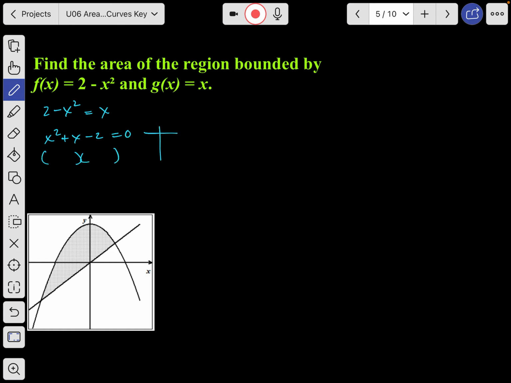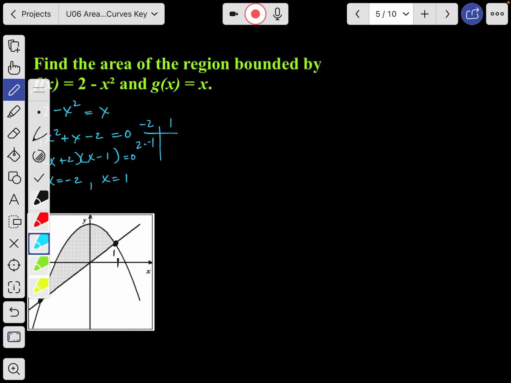I use my bottoms up method, so I multiply the first and the last number, and I need to find two numbers that have a product of negative 2 and that add to get 1. And so that's going to be 2 and negative 1. My factors are going to be x plus 2, x minus 1, and if I solve each of these, this is the zero product property, x will be negative 2 or x will be positive 1. I'm going to go ahead and mark those on my graph just so I've got them. I've got an x value of negative 2 and an x value of positive 1. Those are my intersections.